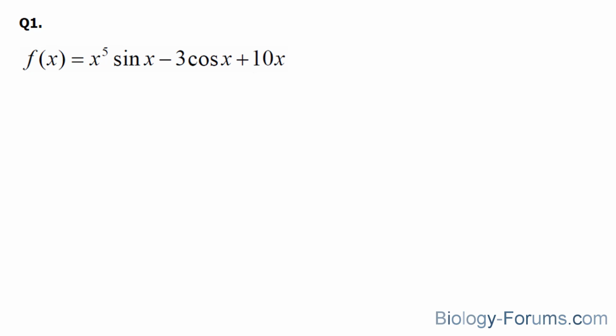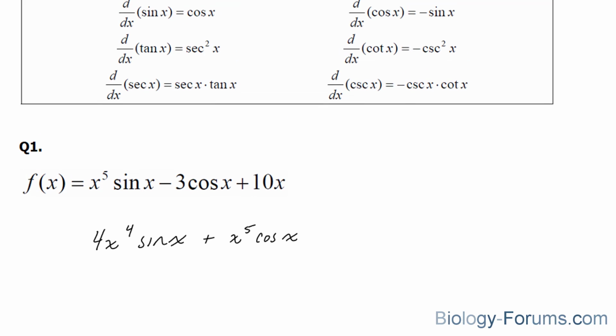Here we are asked to find the derivative of this function, and we will use the product rule for this. This term is made up of 2 separate pieces. That being said, we'll start off by finding the derivative of x to the power of 5, and that is 4x to the power of 4, leave sine x the way it is, plus, we'll leave that the way it is, and find the derivative of sine x, which is equal to cosine x, which is conveniently stated right there.